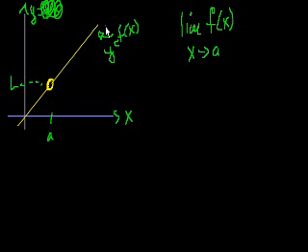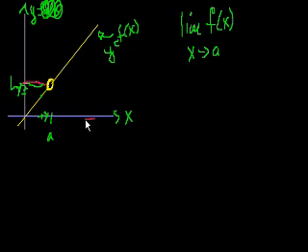What this means intuitively is as we approach a from either side, right? As we approach it from that side, what does f of x approach? So when x is here, f of x is right there. When x is here, f of x is there. And as we see, it's approaching this L right there, when you approach from that side.